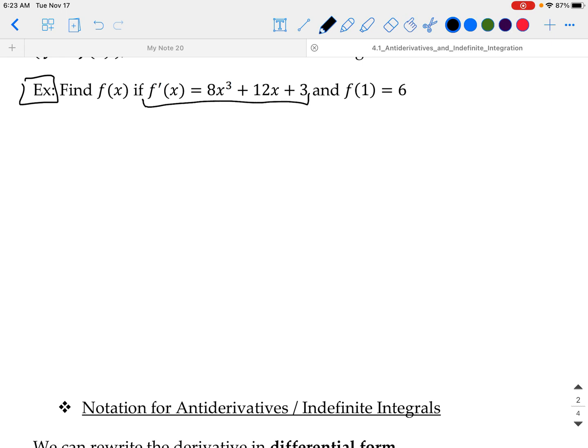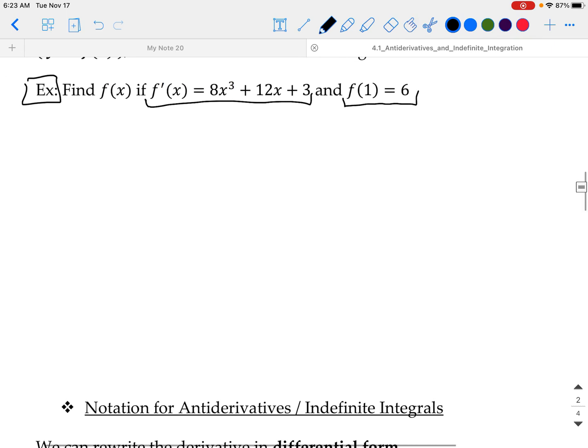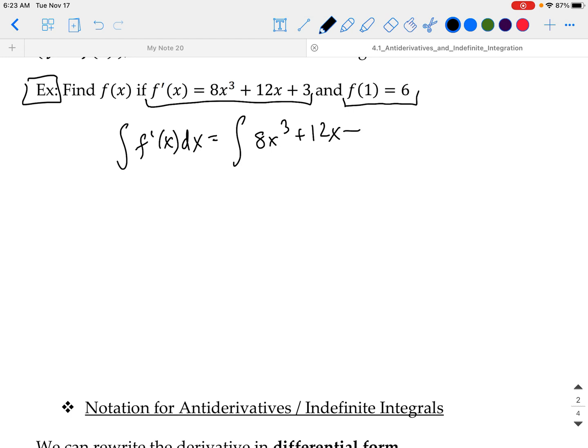f prime of x is equal to 8x cubed plus 12x plus 3. And we know that at x equals 1, our function is 6. If we know this piece of information, we can actually figure out this function. So let's go ahead and integrate. The integral of f prime of x dx is the integral of 8x cubed plus 12x plus 3 dx. So let's go ahead and anti-differentiate.